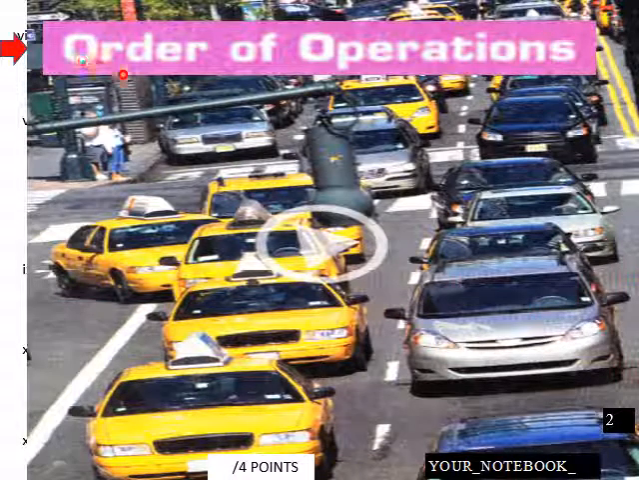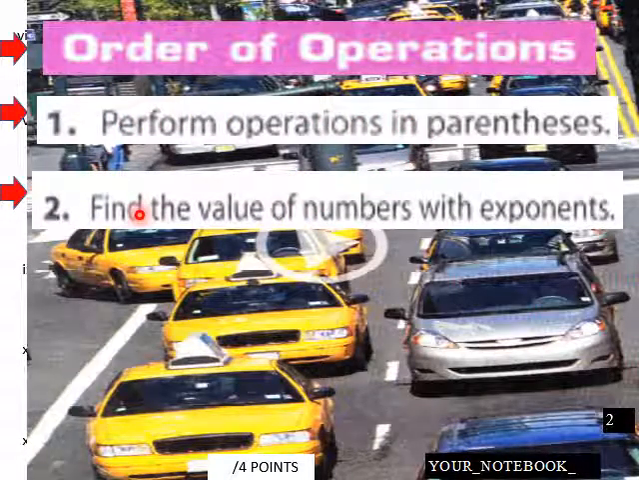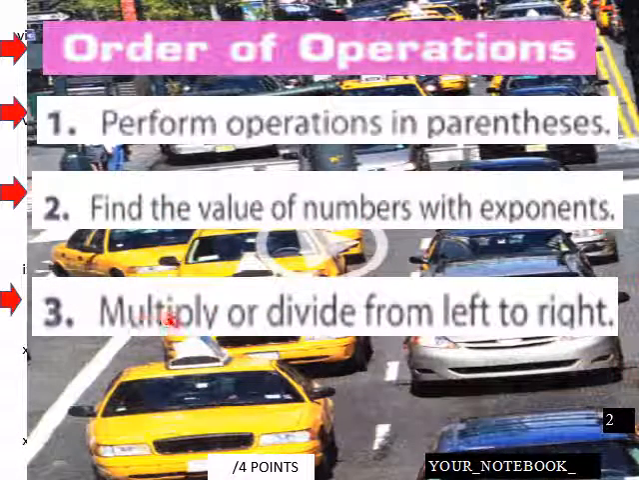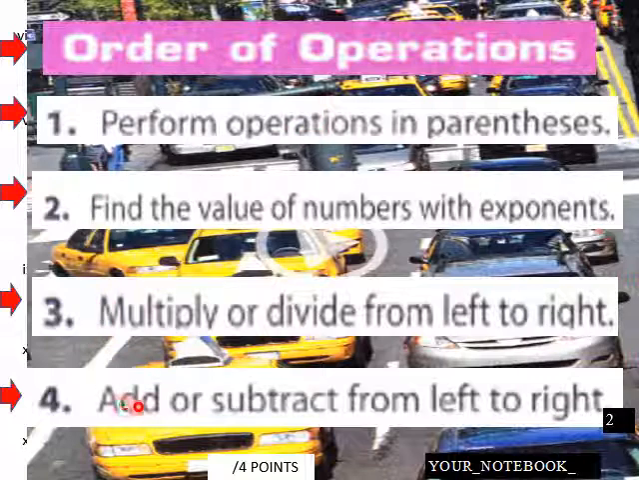Here we have a notebook entry, students. This is 4 points going to your notebook. Number 1, perform operations in parentheses. 2, find the value of numbers with exponents. 3, multiply or divide from left to right. Now this is your order of operations, 1, 2, and 3. And then 4, add or subtract from left to right. So this is very important here. This is your order of operations: first, second, third, and fourth.